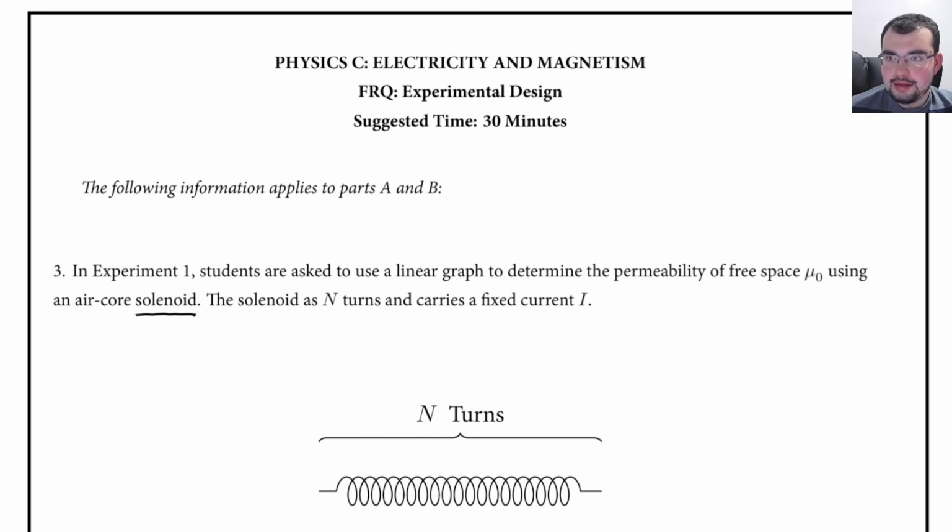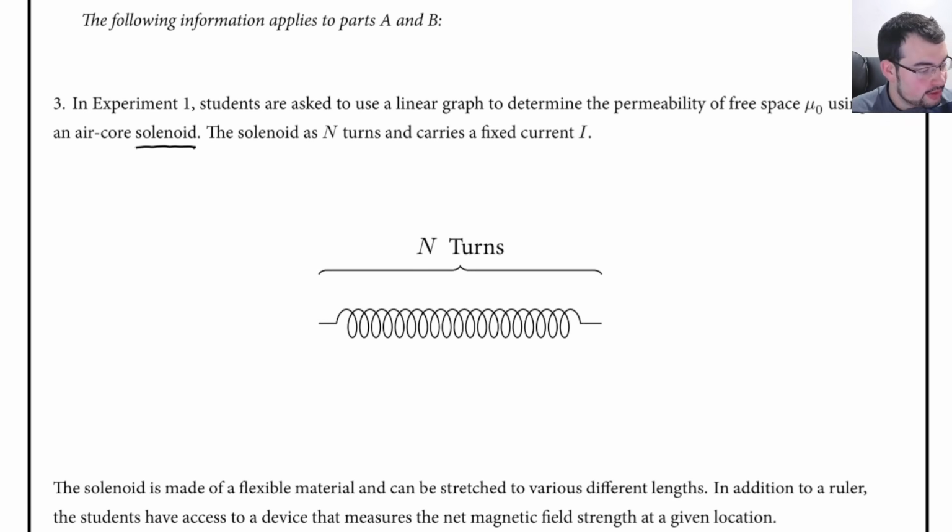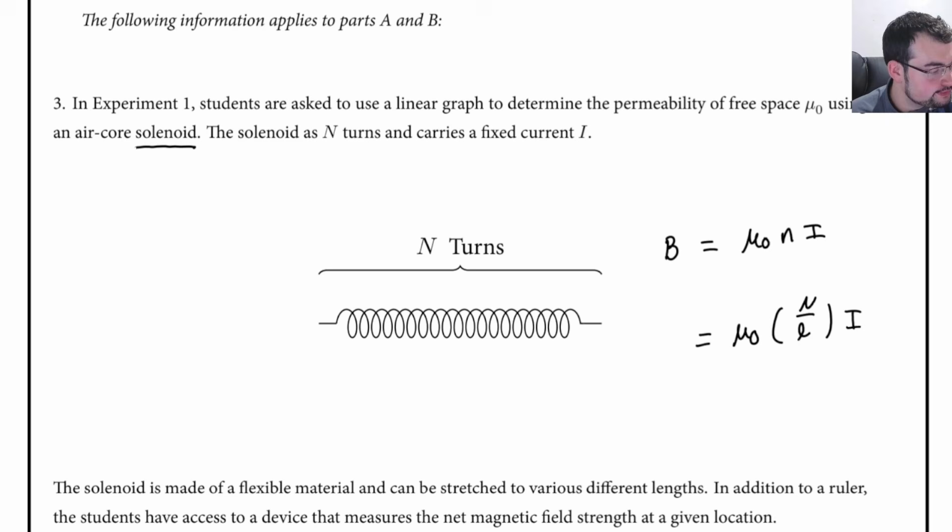All right, lab time. So the next two questions are quite straightforward. It's just the lab. In experiment 1, students are asked to use a linear graph to determine permeability of space mu naught using a solenoid. The solenoid has capital N turns and carries a fixed current I. Well, solenoid. What do we know about solenoids? We know B in a solenoid is mu naught times little n times I. What is little n? Little n is the turn density, capital N divided by L.